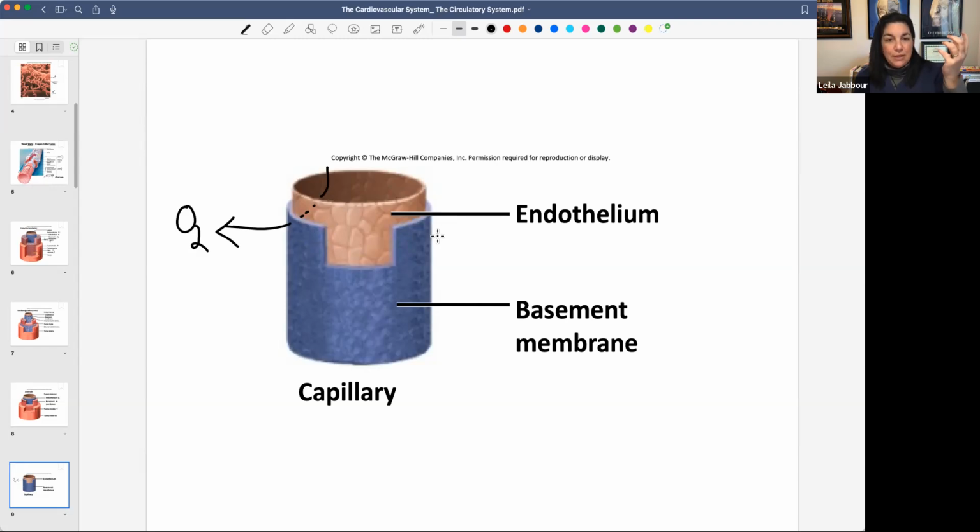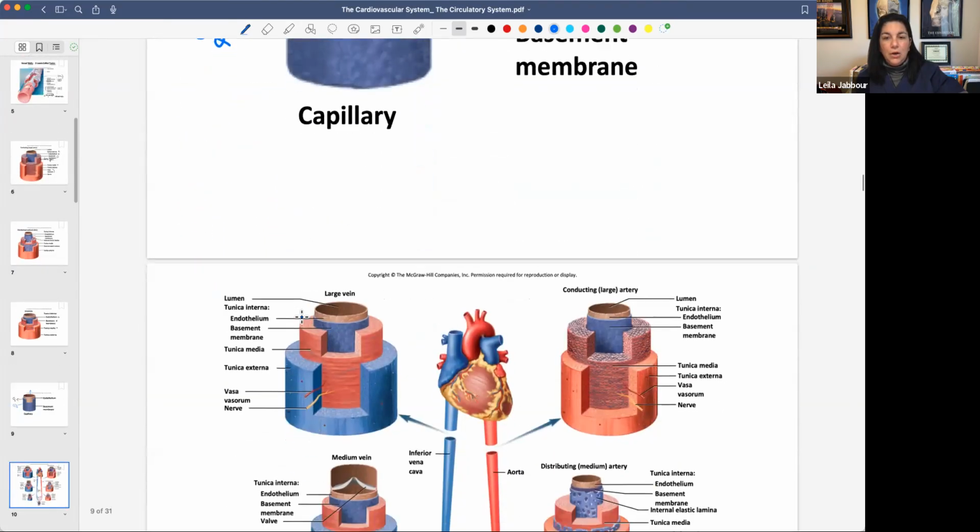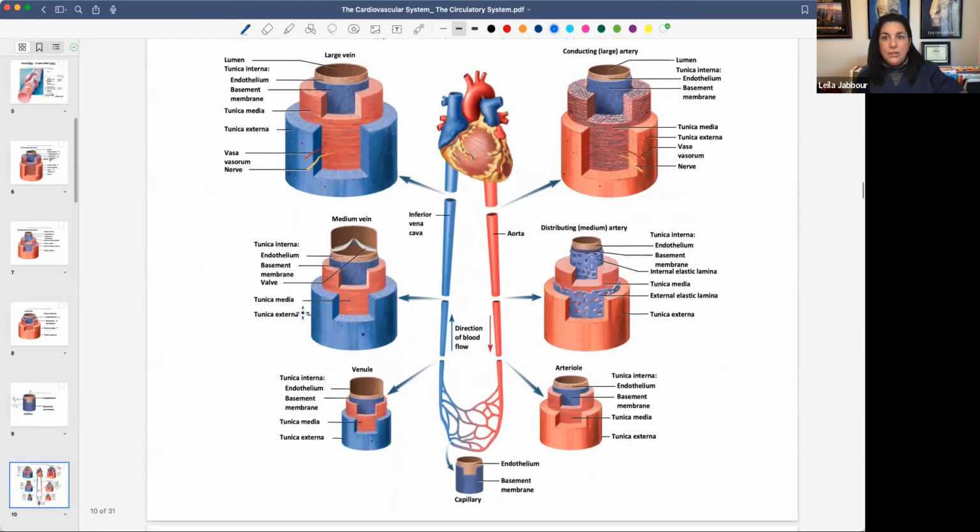So the basement membrane is always going to be there. Here we have a simple squamous epithelium. And same thing for CO2, it will also diffuse in and out, just like the oxygen molecule. All right. So this is where we are.